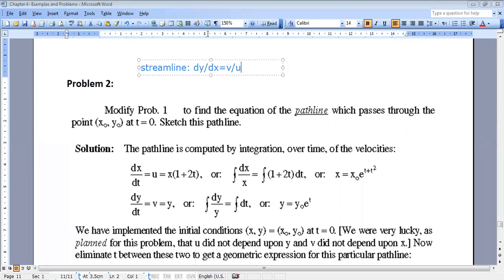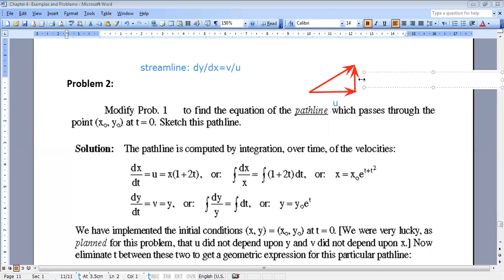So if this is your velocity vector in your domain, you have the component along x, which is u, and this is v. By definition your streamline is tangent to velocity vectors, so the slope of the streamline is defined as dy by dx equals v over u.